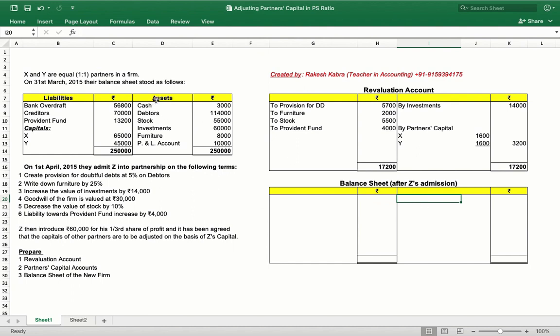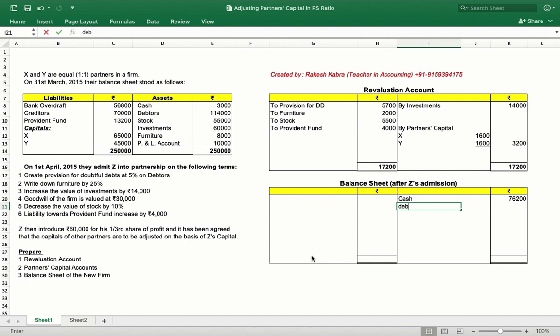For that we will take help of the old balance sheet which is given in the question. The first item in the balance sheet is cash. The same cash we will write here, but the figure will change. Already we had 3,000. Then Mr. Z introduced 60,000, so we will add that here. Mr. Y introduced 16,600, so we will add that. And Mr. X withdrew 3,400, so we will subtract that. So the available cash will be 76,200.